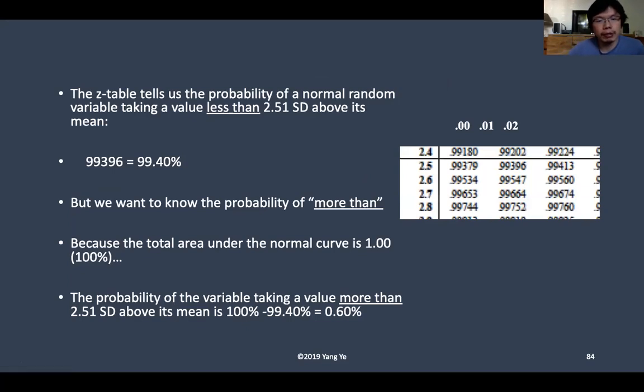So what we can do is, first of all, the Z is 2.51, we find it in the Z table, which tells us that the probability of a normal random variable taking a value less than 2.51 standard deviations above the mean is 99.4%. But if you want to know more than, we have to subtract it from 100%, which leaves us 0.6%. So the probability of a Z score higher than 2.51 is 1 minus what we found in the Z table, in this case 0.6%. Again, this also shows that extremely high or low values are extremely unlikely because it only happens 0.6% of the time.